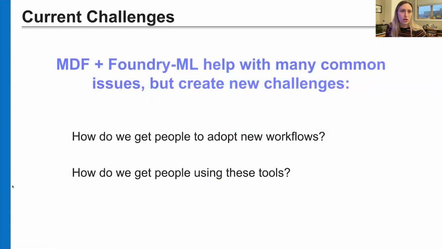So a lot of the challenges that I mentioned in that first flow chart, MDF and Foundry ML are really trying to solve. With Foundry ML and MDF solving many of those challenges, they do create new issues, which is how do we get people to adopt new workflows and how do we get people using these tools? Because we are really proud of the tools that we've made, but getting them adopted more widely and getting people to actually put them in their workflows and share them with colleagues has been more of a challenge.